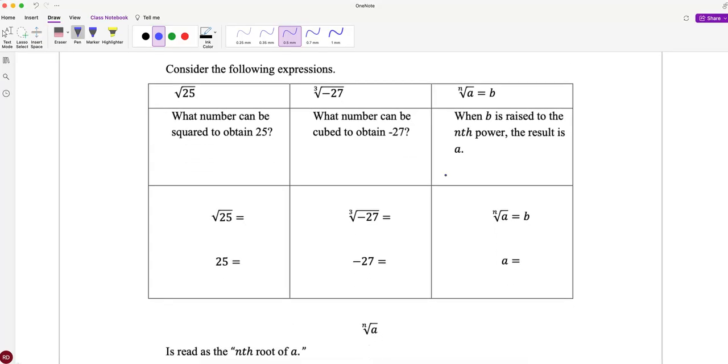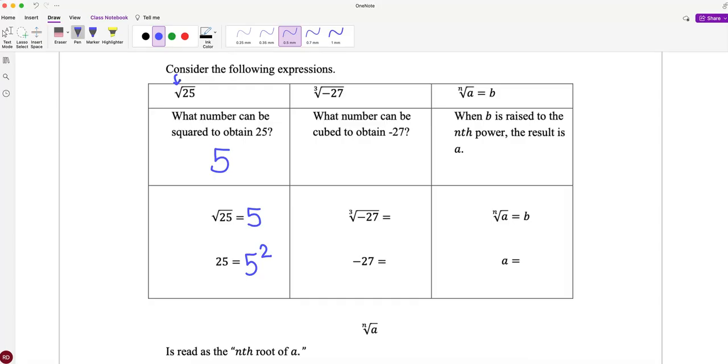So let's look at a few examples here with some radicals or square roots. The square root of 25. What number can be squared to obtain 25? So what number can I square to get 25? The answer is 5. So the square root of 25 is 5 because 5 squared equals 25. Now, there's no index right here that tells me square root. So when there's nothing there, it's assumed to be a square root.